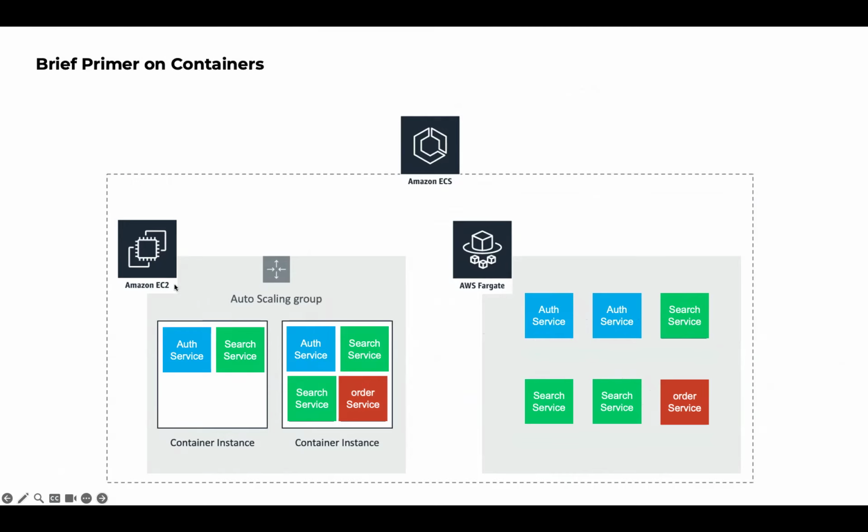On the left hand side, though, this is where the microservices are running on the EC2 instance. So I have two EC2s. And the first one is running one auth service and one search service, and the second one is running two search containers, one auth container and one order container, right? So if you see, the end result is the same, except that in this case, for example, a lot of the compute capacity of this first EC2 instance is left unused, but you're still paying for the EC2, but you're basically not using it to run containers.